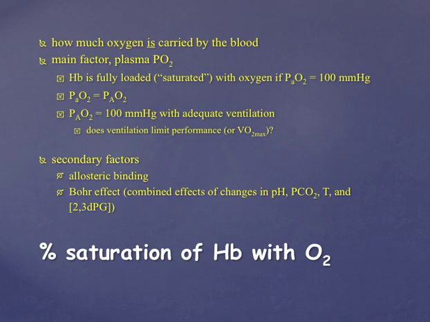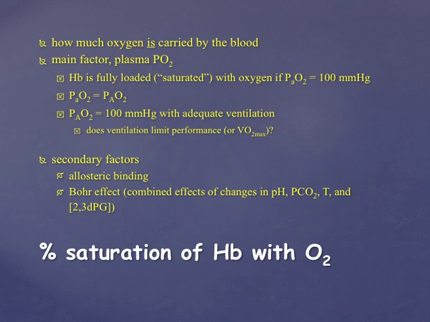The previous slide focused on hemoglobin concentration, which determines how much oxygen can be carried by the blood. On this slide, we're going to look at the factors that determine how much oxygen is carried by the blood at any particular time. The main factor is the partial pressure of oxygen in the plasma, in the blood. That will determine if the hemoglobin is, in fact, loaded up with as much oxygen as it can carry.